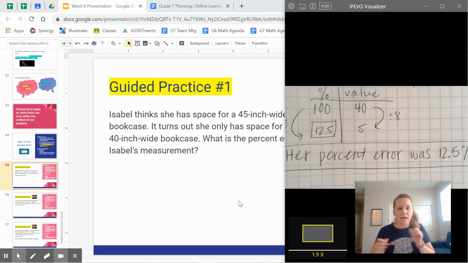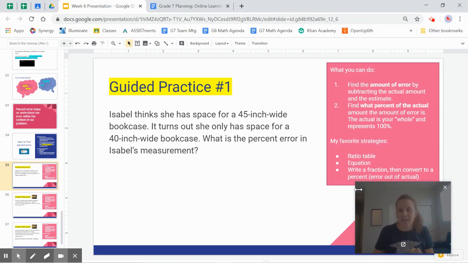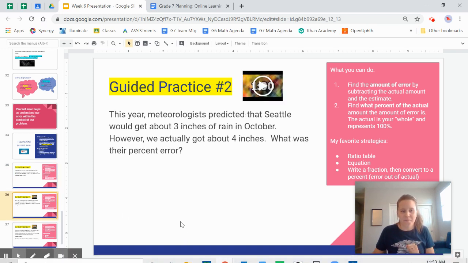Excellent. I want you to try one now. Again, you can use the ratio table or you can try one of these other strategies. I will show another strategy on the next one. So if you're not sure about these others, that's totally fine. Use a ratio table. Okay, here's question number 2. I want you to read it and then answer that question. 1 minute, go.